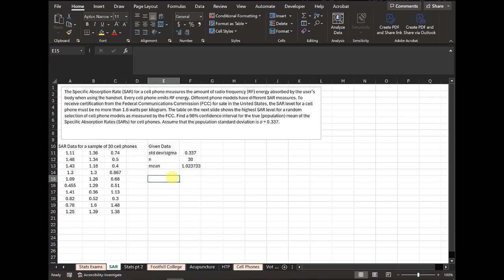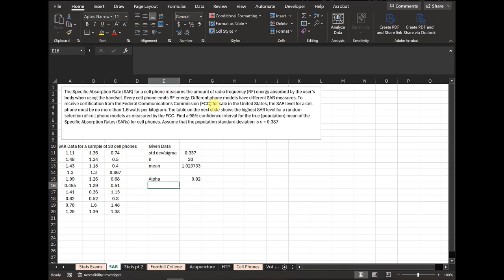And now the next thing that I need to know is what is the alpha that I'm trying to work with. Your alpha is always calculated from knowing what your confidence interval is. So I take 1 minus my 0.98, so that's the confidence interval that I wanted. So my alpha is 0.02.